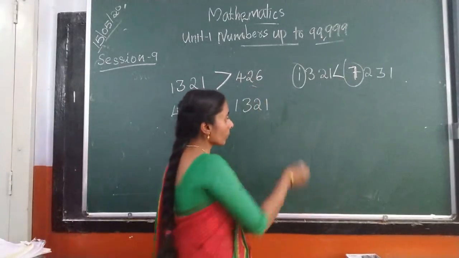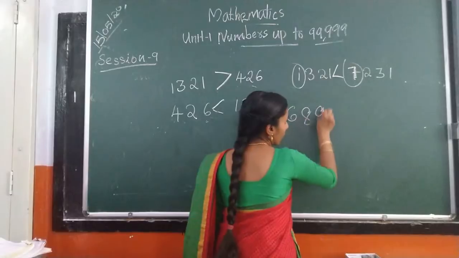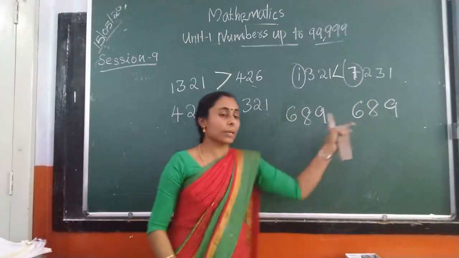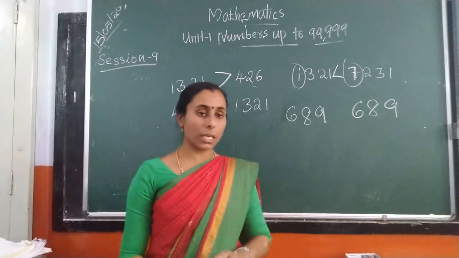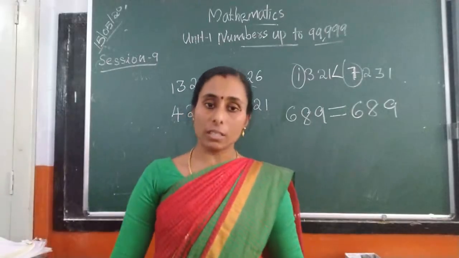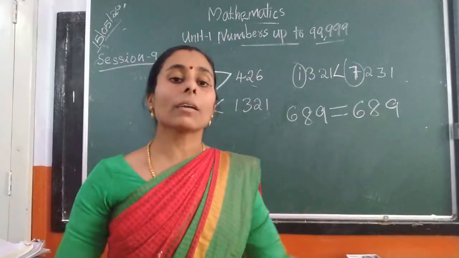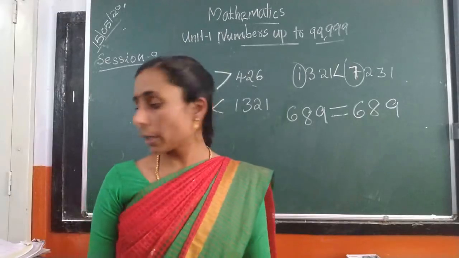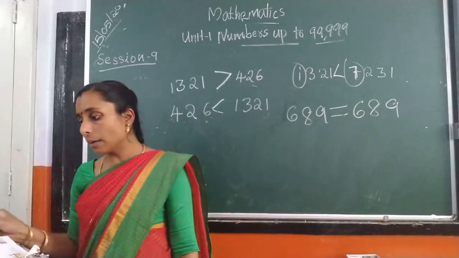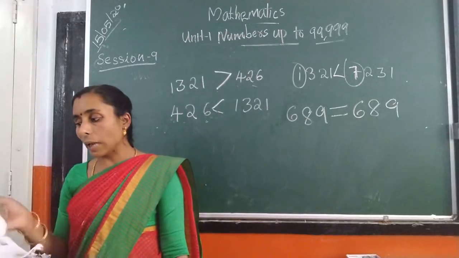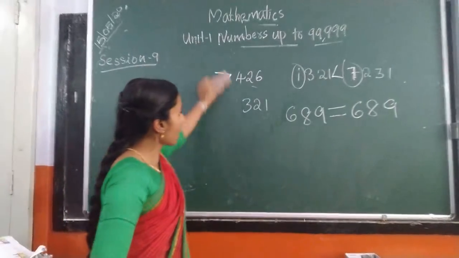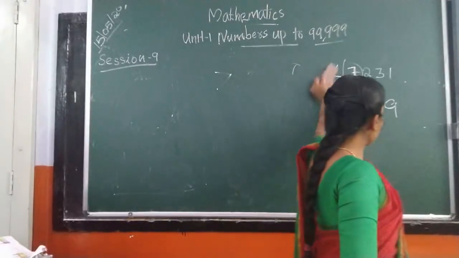Then which symbol do we place here, when both are the same number? If both numbers are the same, we place equal. 689 is equal to 689. Then we have done comparing the numbers. Next, ascending order and descending order. How can we write ascending order and descending order?